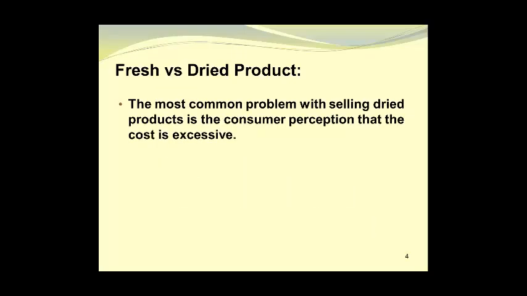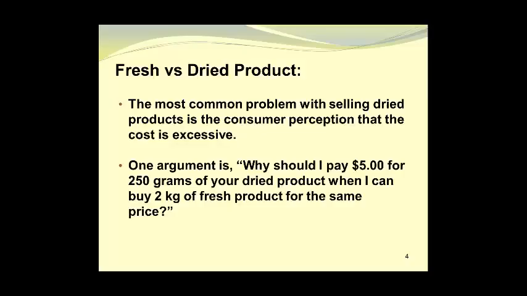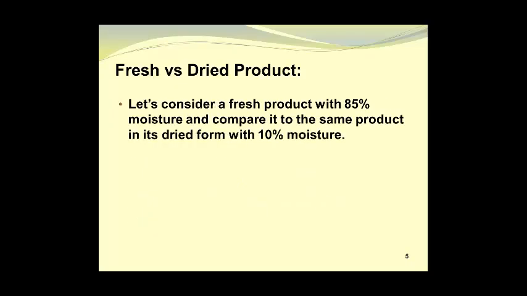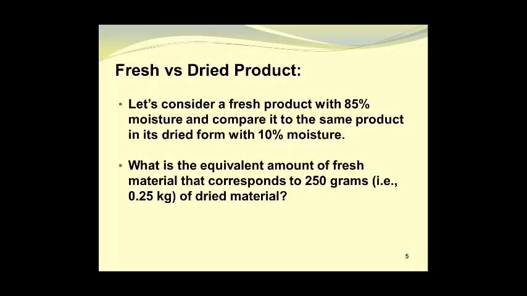The most common problem with selling dried products is the consumer perception that the cost is excessive. One argument is, why should I pay $5 for 250 grams of your dried product when I can buy 2 kilograms of fresh product for the same price? Let's consider a fresh product with 85% moisture and compare it to the same product in its dried form with only 10% moisture. So we have to ask ourselves, what is the equivalent amount of fresh material that corresponds to 250 grams, i.e. a quarter of a kilogram of the dried material?